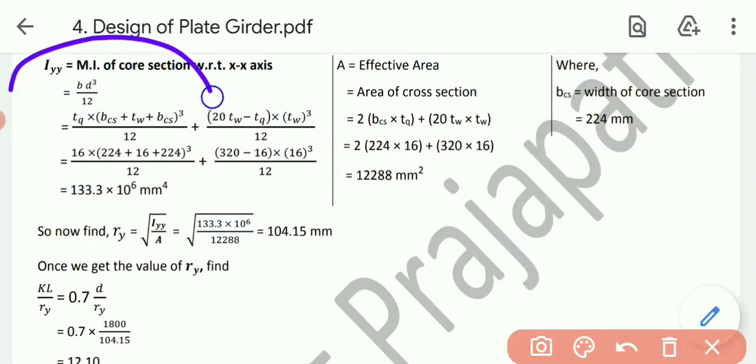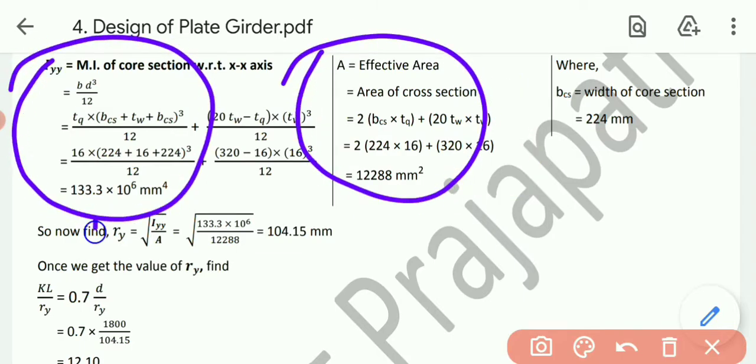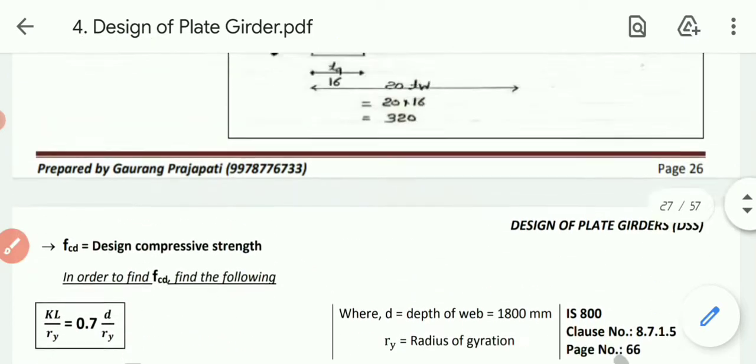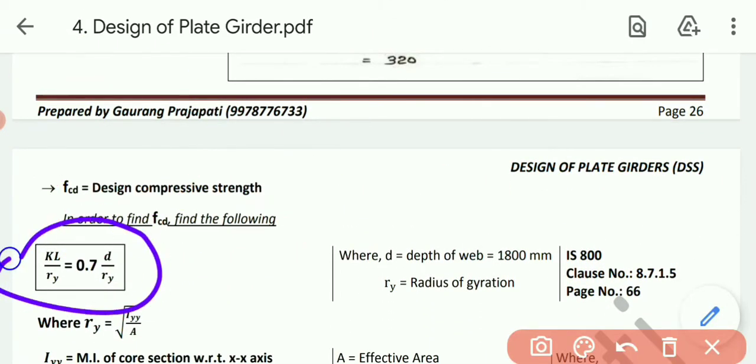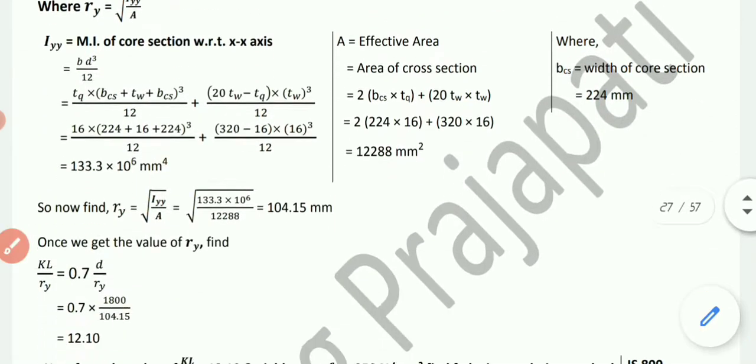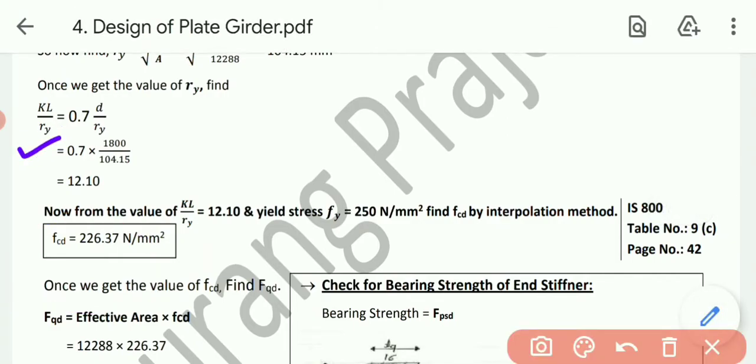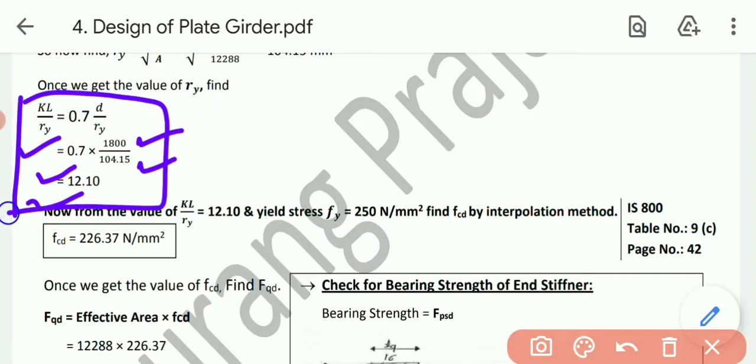Once I get the value of I as well as area, ry equals root of I by A, 133.33 into 10 raised to 6, and the area this one. Let's put this value over here, and simplifying this, I will get 104.15 mm. So I got the ry. Once I get the ry, let's put this value of ry into the slenderness ratio. KL by ry equals 0.7 D by ry, 0.7 times 1800 by ry, that is 104.15. So I got the answer 12.10. Now the slenderness ratio has come 12.10.